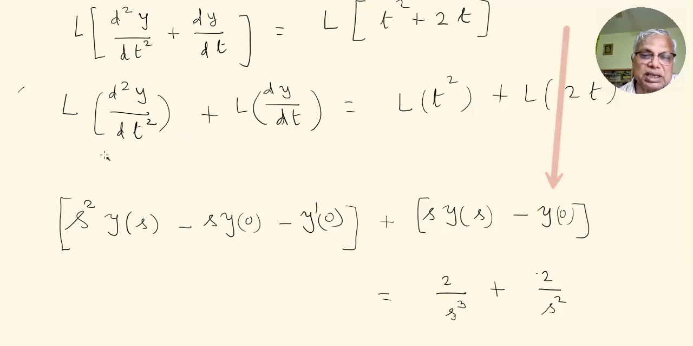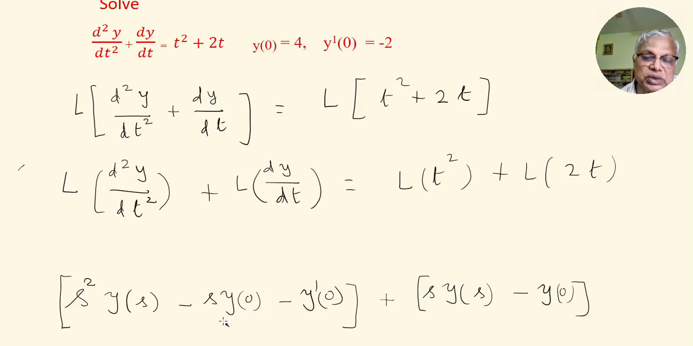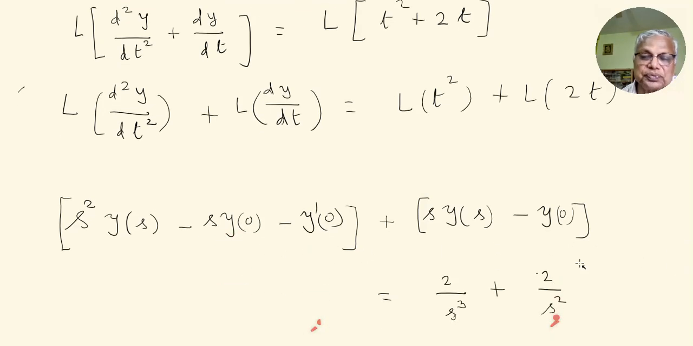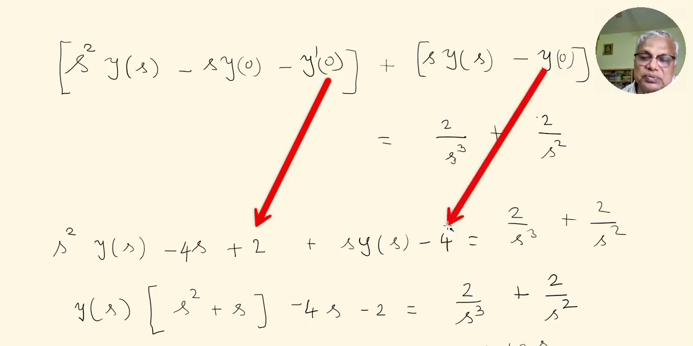So I have just taken the Laplace transform of the left hand side and the Laplace transform of the right hand side of this equation. Now let us substitute the given initial values. y(0) is given as 4 and y dash 0 is given as minus 2. So if you substitute, y(0) is 4, y dash 0 is minus 2, so minus of minus 2 gives plus 2. Similarly, this y(0) is minus 4. I just substituted the given initial values.